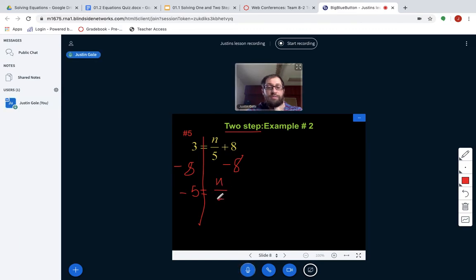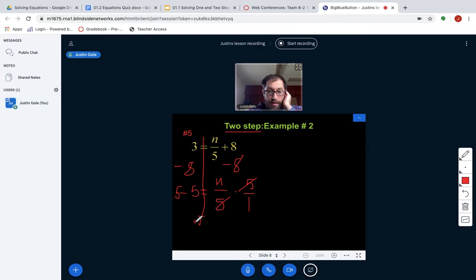N equals 5. Now I have n divided by 5. The opposite of dividing by 5 is multiplying by 5. You might also put it as 5 over 1. Some people will do that so they know that they can cross out. They multiply this by 5.